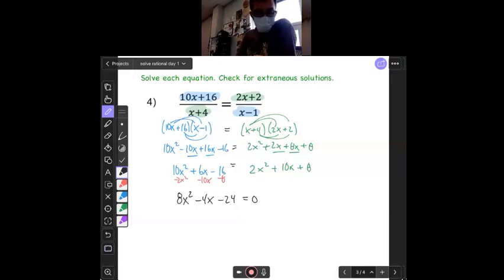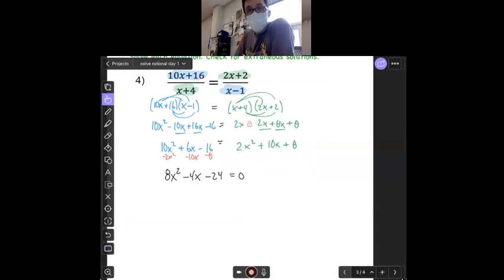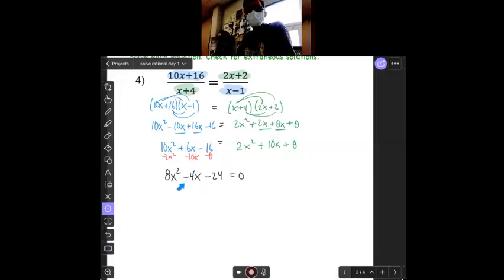Kyla, Addison, you guys doing okay? So GCF, we should always look for that first. Again, the real reason why we need to do that is very apparent here. If we did AC right now, we'd be taking 8 times 24, which is 192. We're trying to find the factors of 192 that add to be negative 4. Not too familiar with my factors of 192.